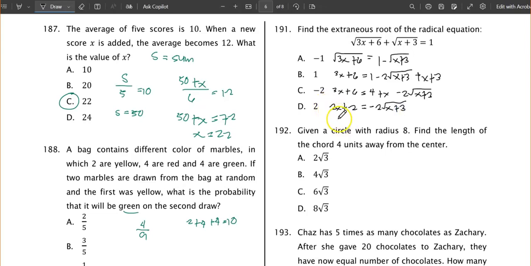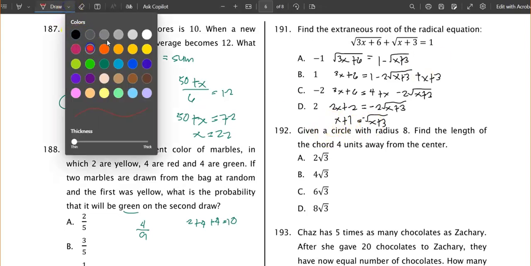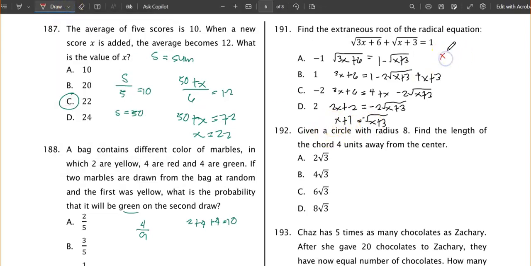We divide everything by 2, you will get x plus 1 equals negative root x plus 3. That is negative, by the way. And then we square again both sides. So what's going to happen is this. We're going to get x squared plus 2x plus 1 equals x plus 3.